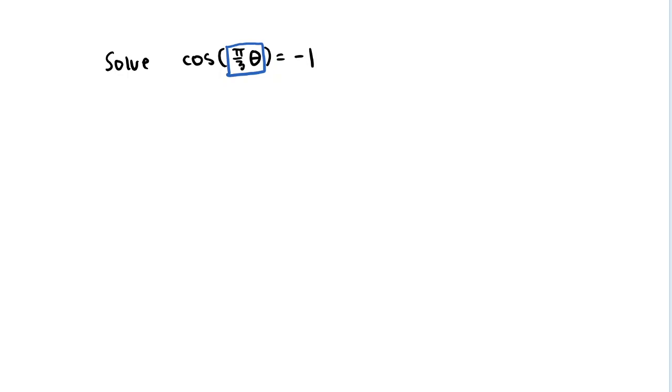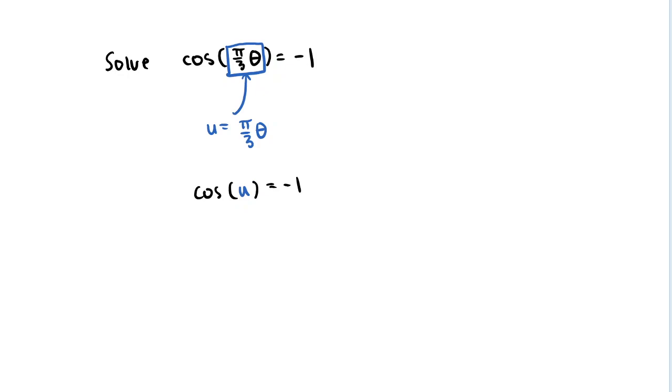But one thing we can do to work with this a little bit is we can give this pi over 3 times theta a new name, right? If this pi over 3 times theta wasn't there, this would be a much more manageable equation. And so here, I'm going to just refer to this pi over 3 times theta, it's a number, I'm going to refer to it as u. So u is going to represent pi over 3 times theta. And so this equation becomes cosine of u is equal to -1, which is a much more manageable equation.